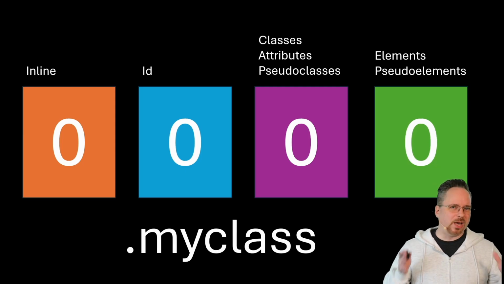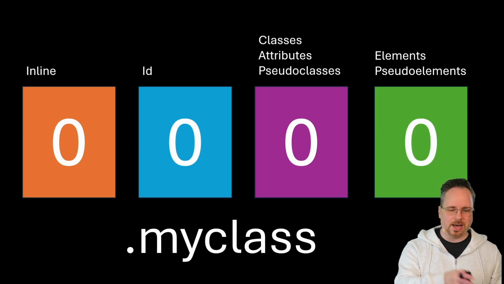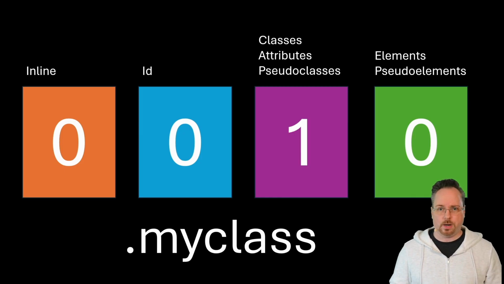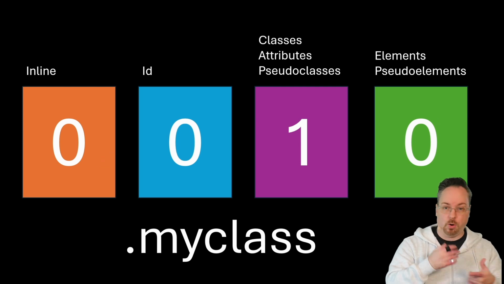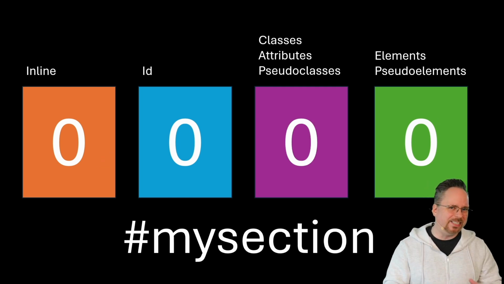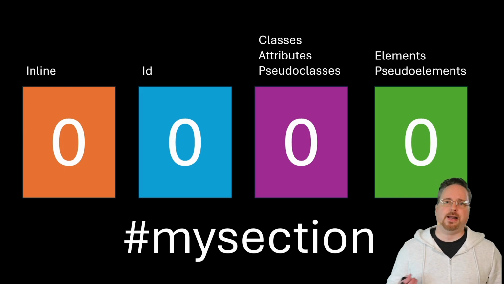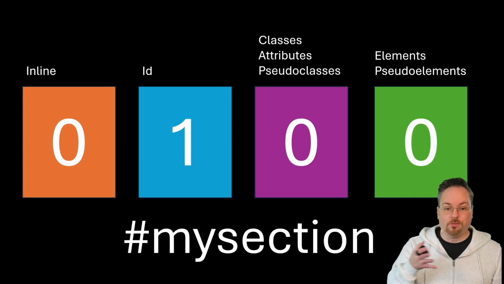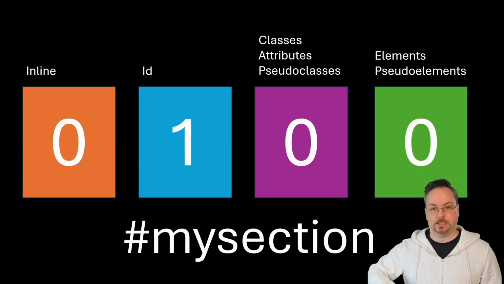So let's say that we have a class. We're saying my class. We can take a look at the slide here and we'll see that my class is a class. So that means that the purple square would get a 1. So this is now 10, which outranks both 1 and 2 because this is higher. So what about an ID? If I have an element that has the ID my section, that would give it 100, which of course outranks both classes and elements.